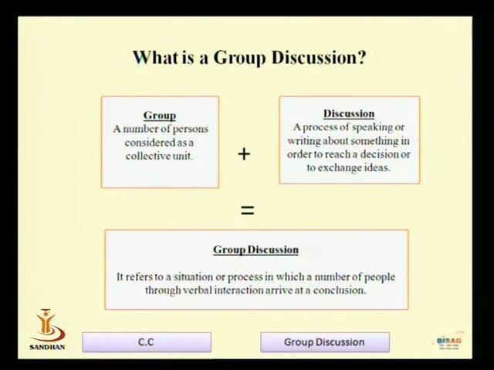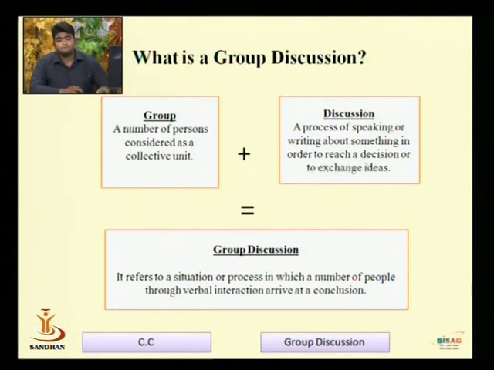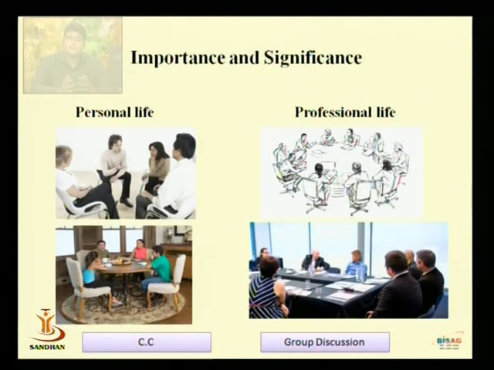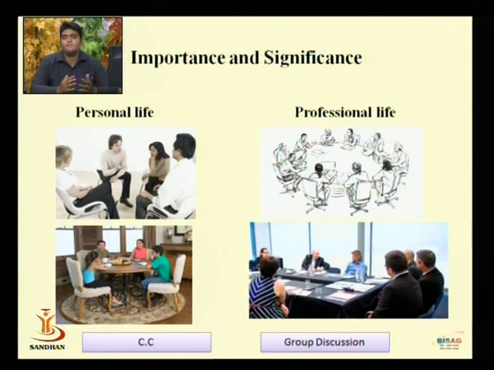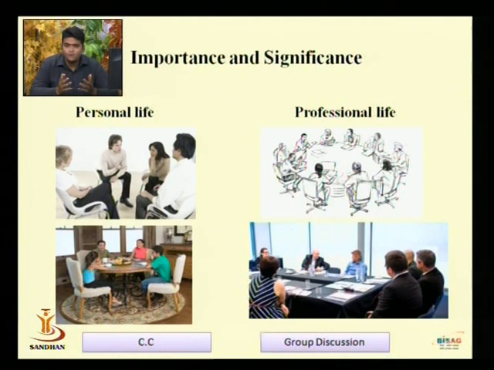Now group necessarily means that there are 3 to 15 people involved in it. So if you are more than 3 and if you talk about something and you come to a conclusion and you decide something, that can also be a kind of group discussion. So if you are having a discussion with your family regarding any household thing or domestic conflict or anything, that will be a kind of group discussion in your personal life.